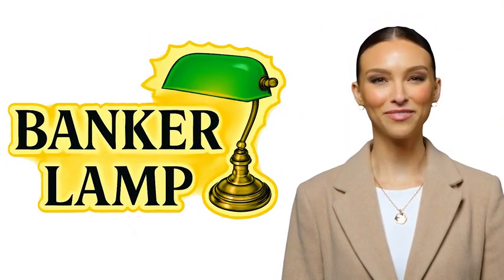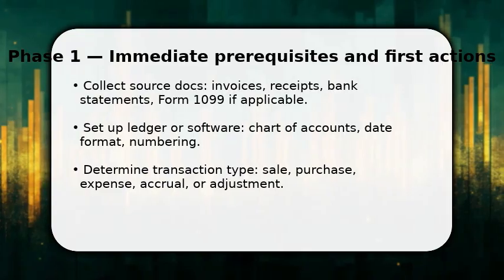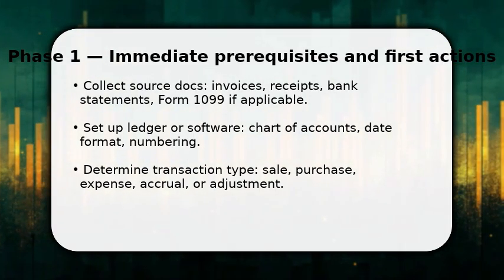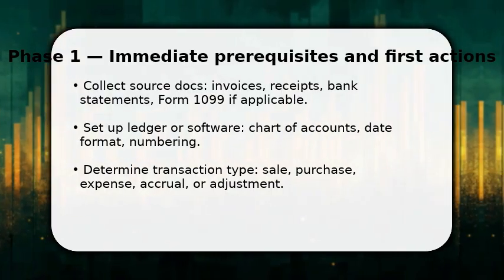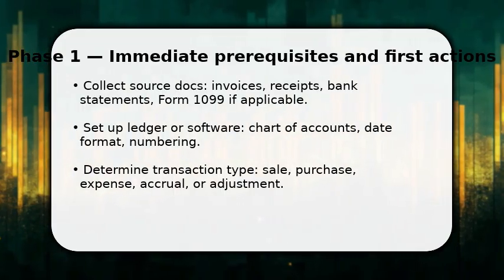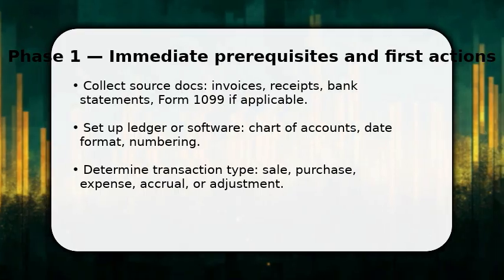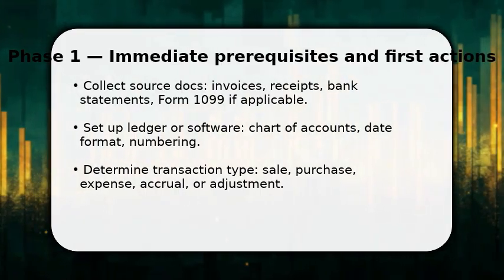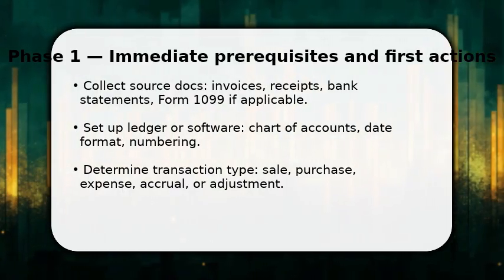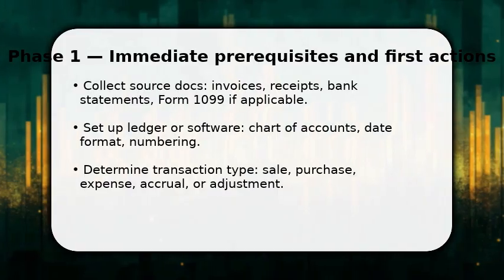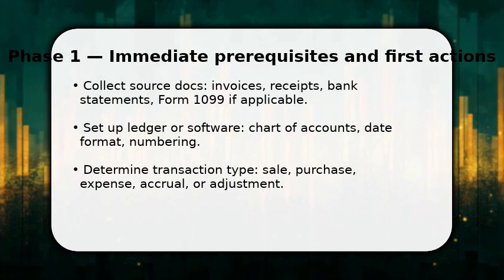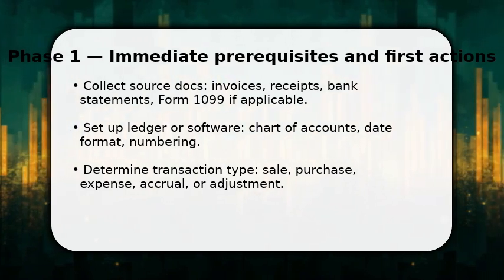Please enjoy the video. You begin by gathering what matters now: invoices, receipts, bank statements, and any Form 1099. This gives you the why behind each line. Once collected, open your ledger or accounting software and confirm your chart of accounts and numbering convention. It prevents errors later. Next, identify the transaction type: sale, purchase, expense, accrual, or adjustment, because that decides which accounts move. Do this immediately so entries flow logically, and you can post consistently without guesswork or backtracking.